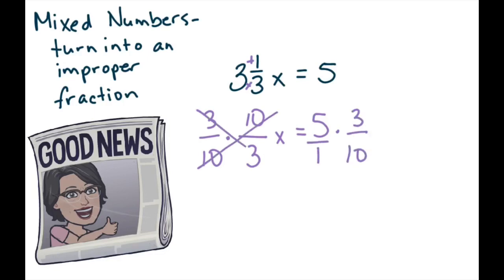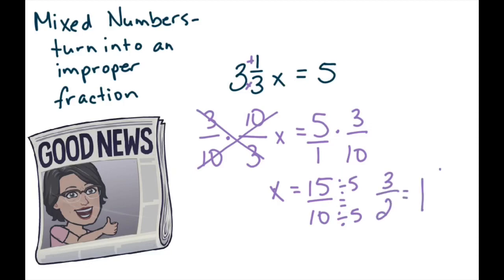This is going to cancel out and leave the variable by itself, isolate it, and we're going to end up with 15/10. And you know we have to simplify this, so we can divide both the numerator and denominator by 5. And that gives us 3/2, which is 1 1/2. So 1 1/2 is our final answer.